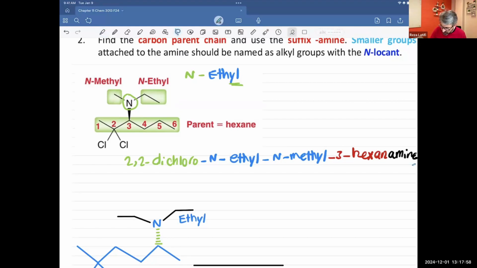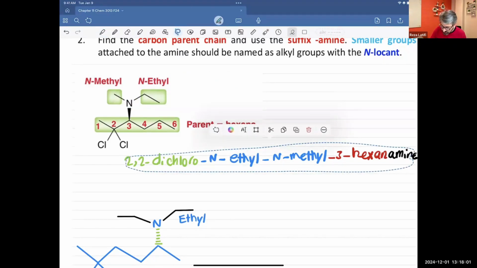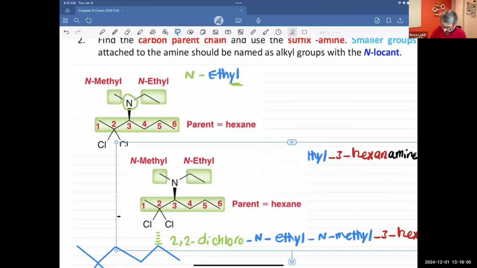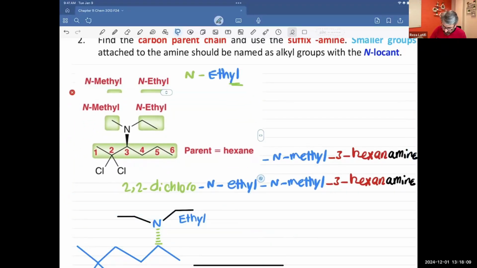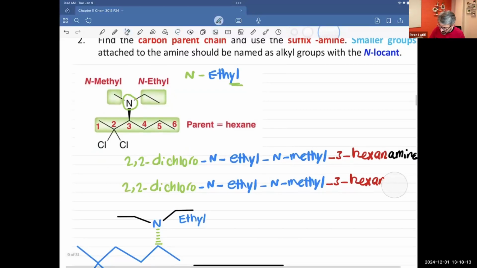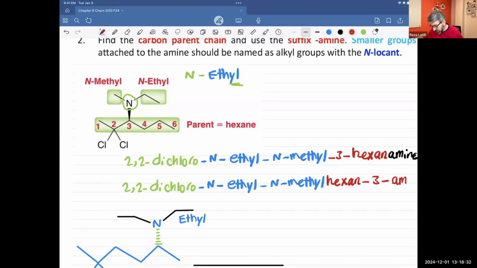Another way to write it, let's copy paste the entire name. I'm going to get rid of that, and here I will adjust this part. Simply, I say hexane, and then I say dash 3 dash amine. Now if you have a stereocenter, you have to mention it, and we do have a stereocenter here. It's going to be 1, 2, 3. So this one will be S. So I go S.